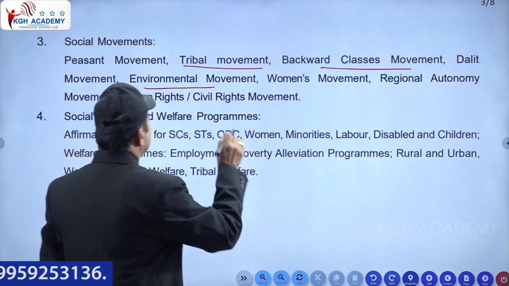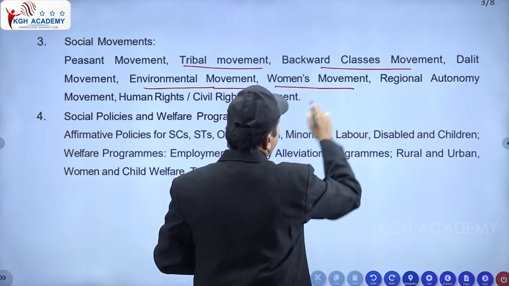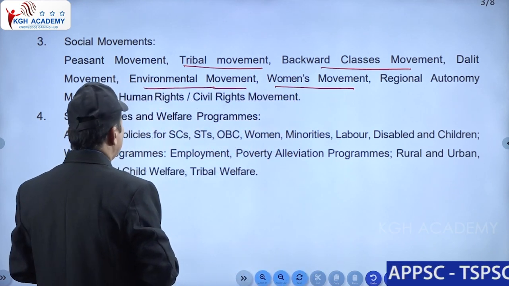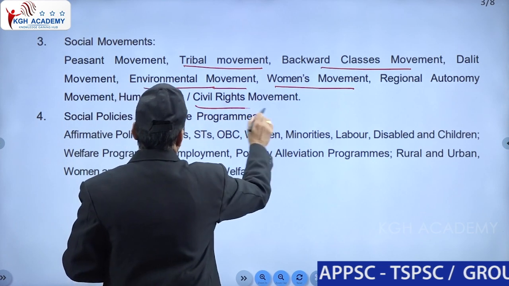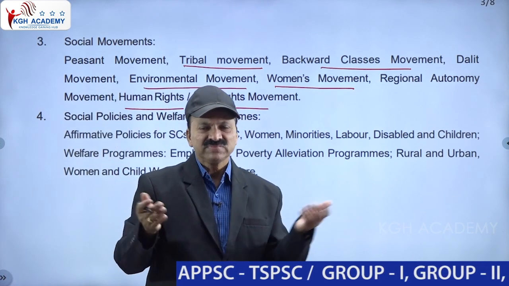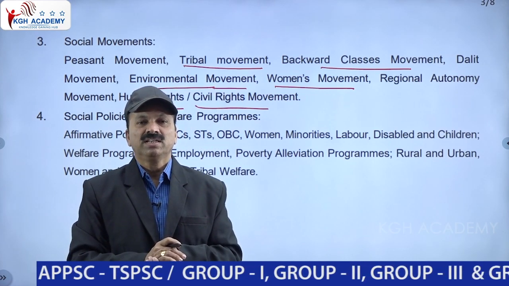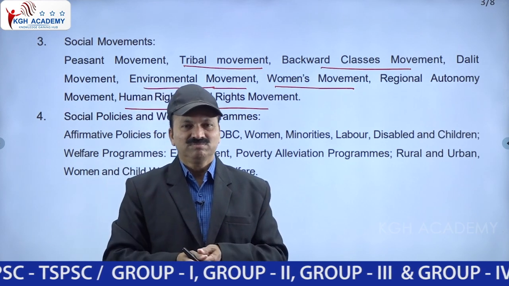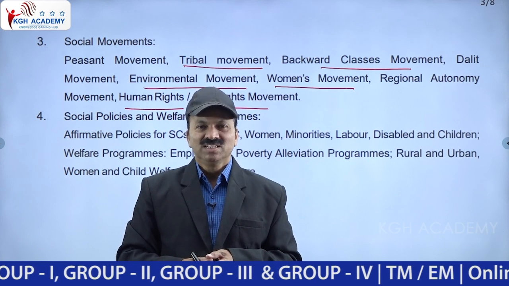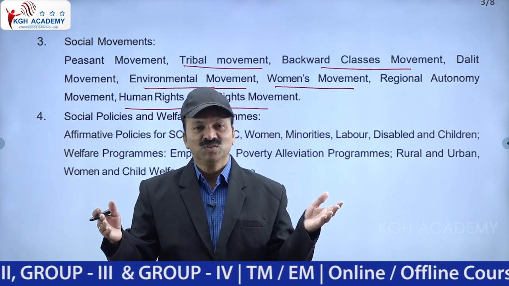Besides the environmental movement, there is also a women's movement for the development of women. There is also a regional autonomy movement, and human rights and civil rights. Everybody has the right to live and lead a good life. But some others are threatening: you pay 10,000 rupees, you pay 10 lakh rupees, threats will come. So human rights are violated. A man is arrested and taken by the police, and in police custody itself the fellow dies. Human rights are violated.